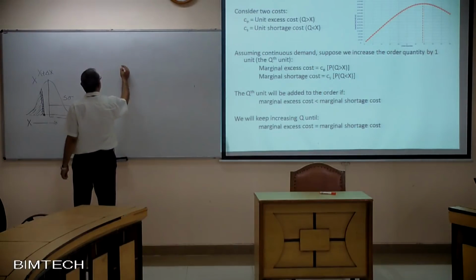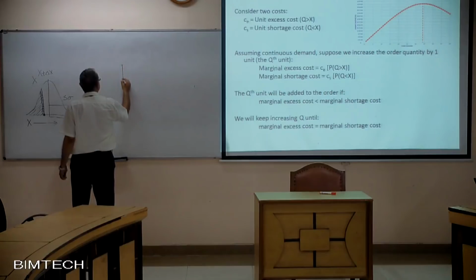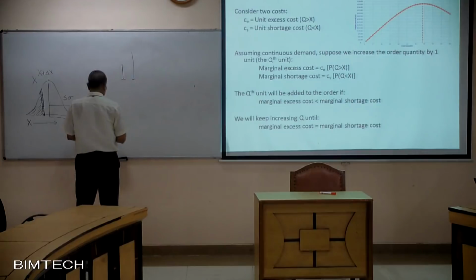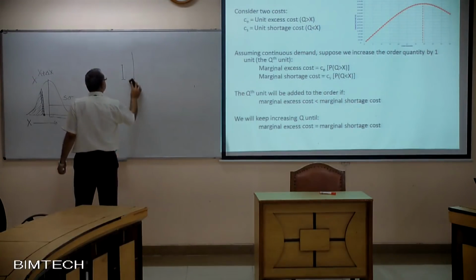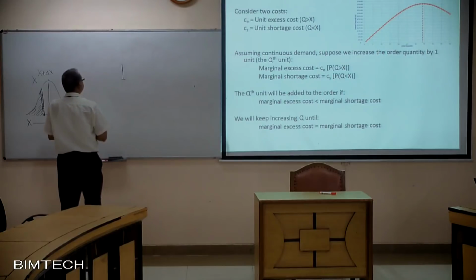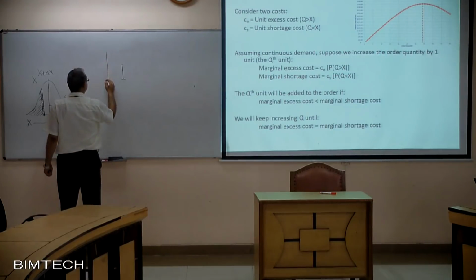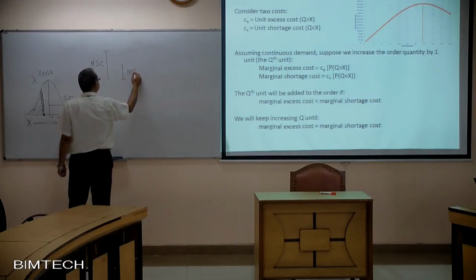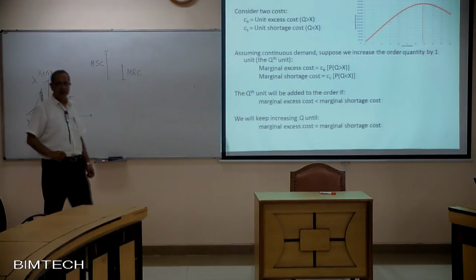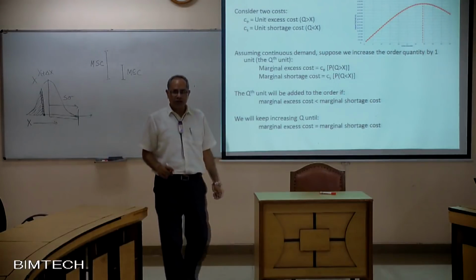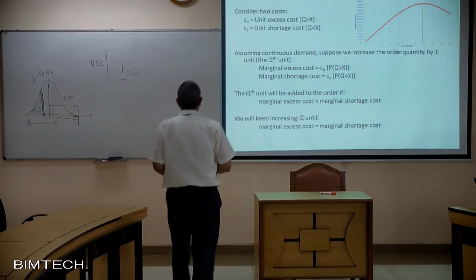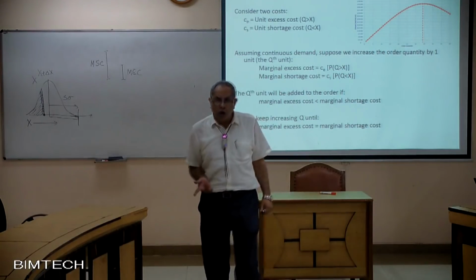So let us say the marginal excess cost is this much, and the marginal shortage cost, in fact I should draw this on the other side, and the marginal shortage cost is, let's say, this much. So this is my marginal shortage cost and this is my marginal excess cost. If this is the case, as you can see qualitatively here, marginal excess cost is less than the marginal shortage cost. And there are two possibilities. You can either go short or excess.